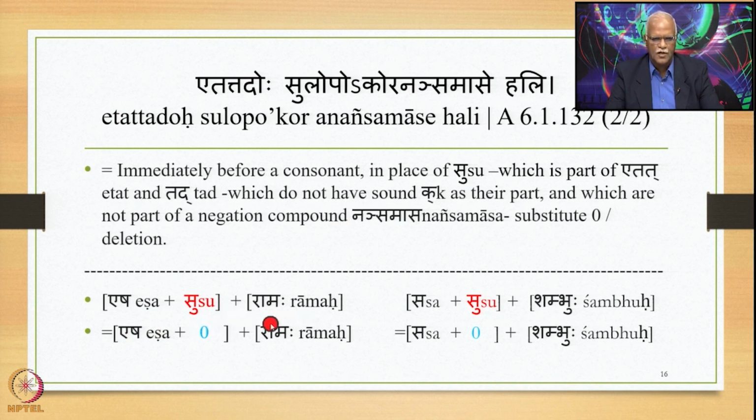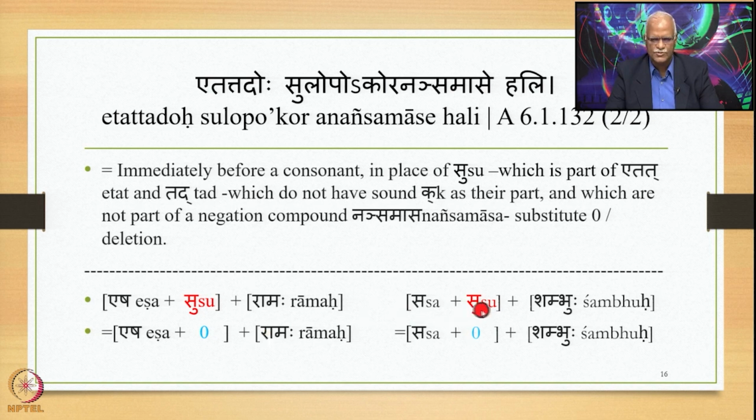So here is the example: esha plus su, this is the nominative singular suffix, plus ramaha, esha ramaha. And so now this su suffix gets deleted because this is hal following, this is etat, and so we have esha ramaha as the finally derived output of this particular sutra 6.1.132.